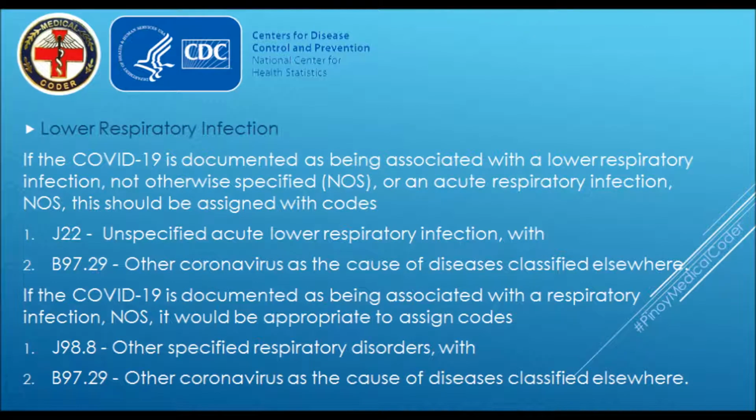Lower respiratory infection. If COVID-19 is documented as being associated with a lower respiratory infection, not otherwise specified, or an acute respiratory infection, NOS, this should be assigned codes J22, unspecified acute lower respiratory infection, with B97.29, other coronavirus as the cause of diseases classified elsewhere. If COVID-19 is documented as being associated with a respiratory infection, NOS, it would be appropriate to assign codes J98.8, other specified respiratory disorders, with B97.29, other coronavirus as the cause of diseases classified elsewhere.